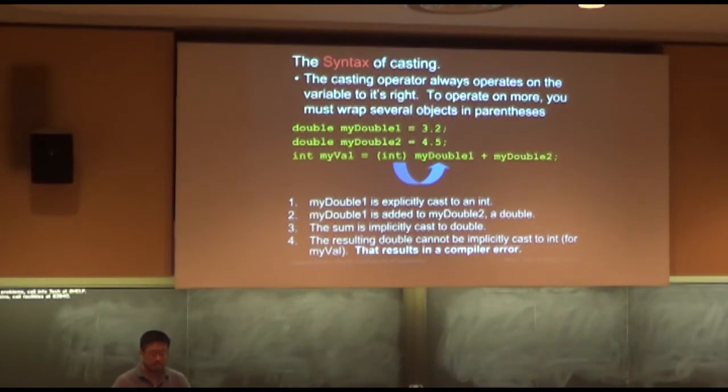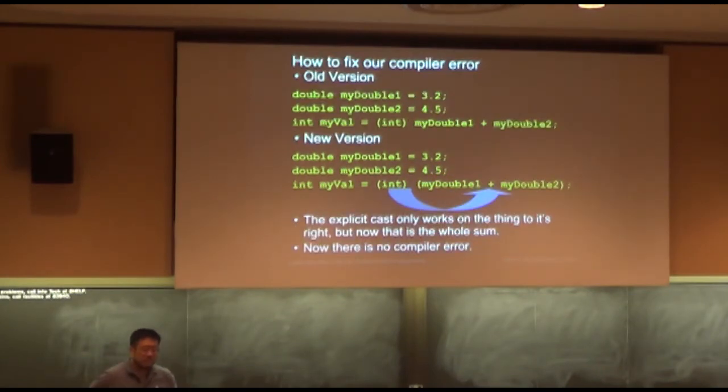So, if we want to fix this problem, what we need to do is add parentheses. If we add these parentheses here to the sum myDouble1 plus myDouble2, what Java will do is first perform the addition of the two doubles. So we have a double inside these parentheses. And then we convert that double into an integer. And then we can store it into myVal.